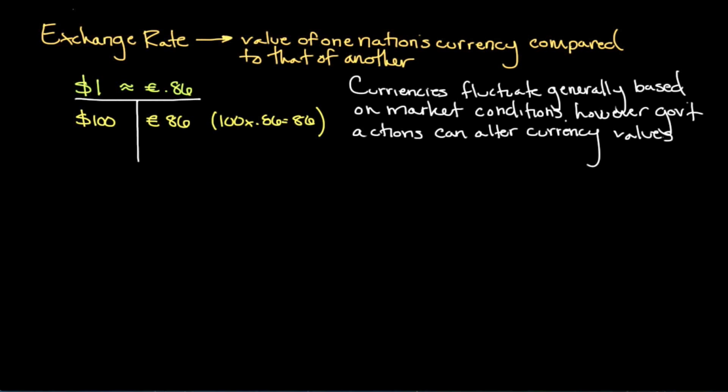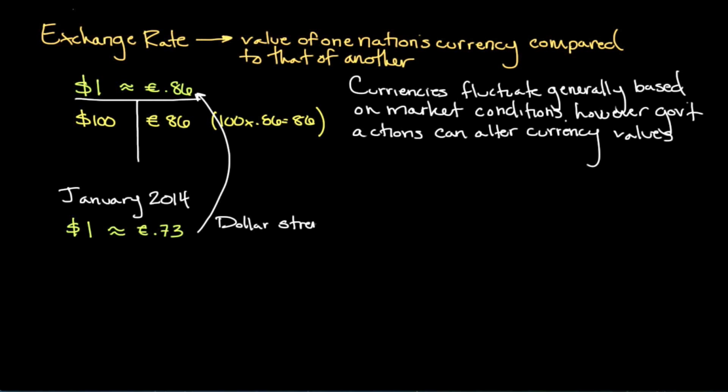Let's talk about the impact of a strong US dollar, much like we're experiencing currently. When a currency strengthens, that means that it can be exchanged for more of another currency. For example, in January of 2014, one US dollar could be exchanged for 0.73 euros. But because of an improving US economy and economic troubles in Europe, the US dollar has strengthened. So now, one US dollar is worth about 0.86 euros. This strengthening of the dollar has a number of different implications.